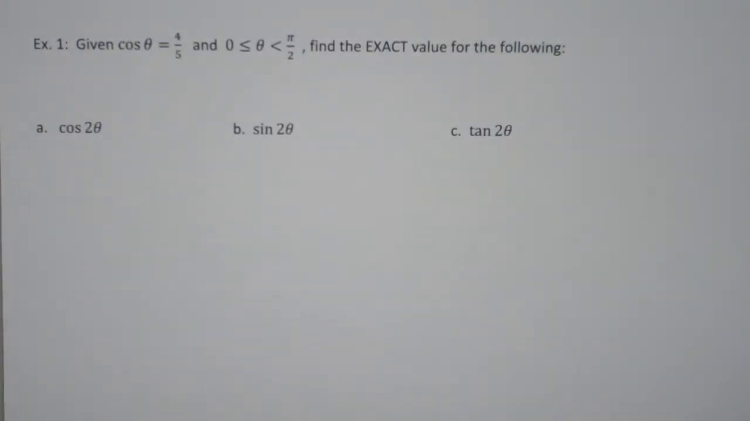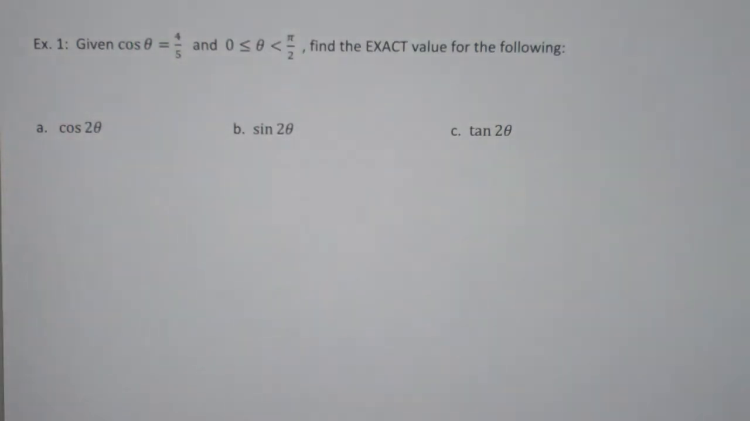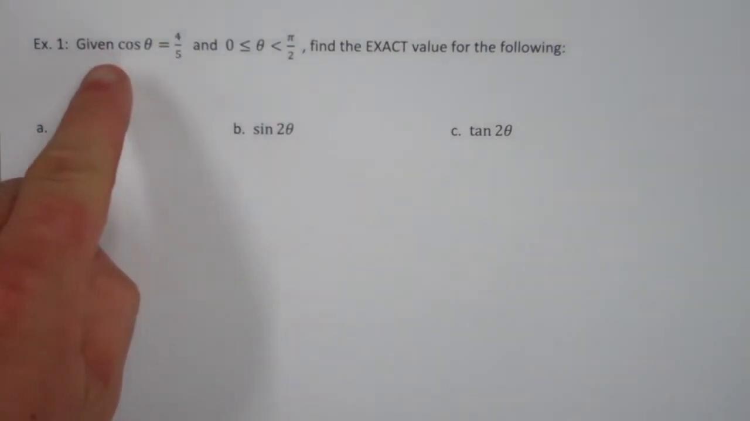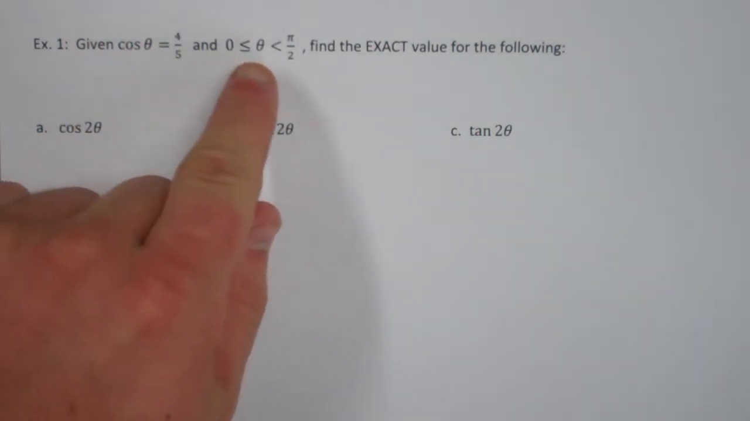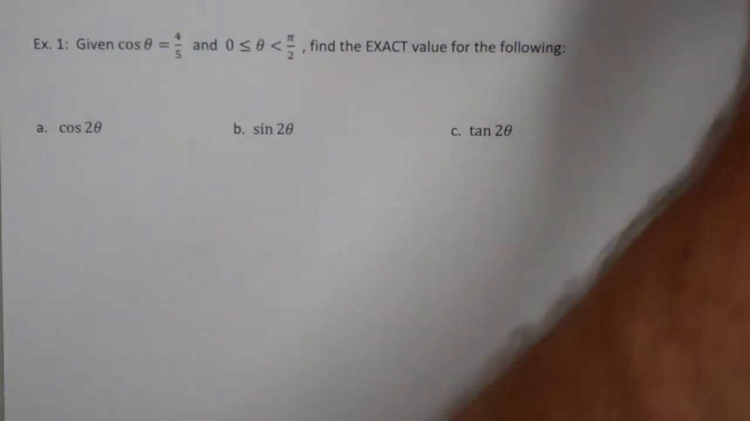In example 1, we need to find all of these different things: the cosine of 2 theta, sine of 2 theta, tangent of 2 theta. And then we're given some information up here about the cosine. We're also told that theta is between 0 and pi over 2, or 0 and 90, and we want to find the exact values. To do that, we're going to use some formulas.